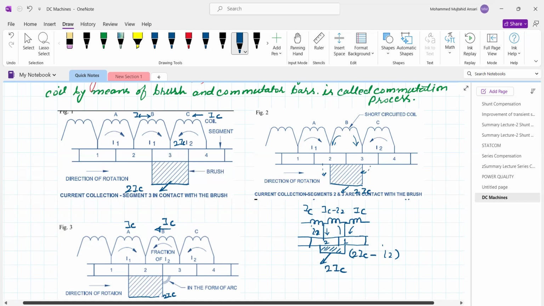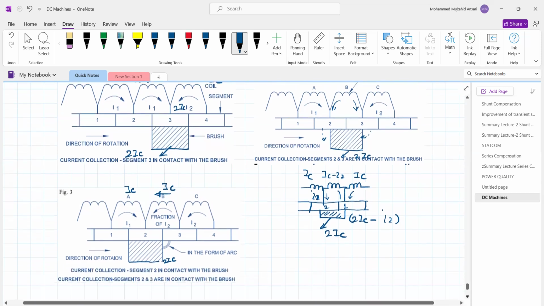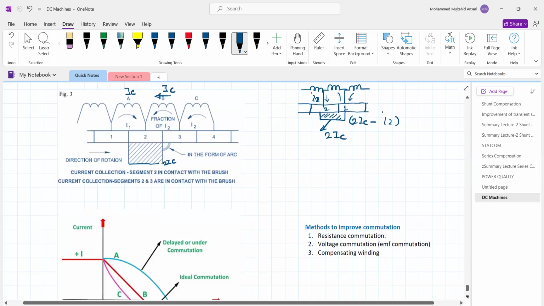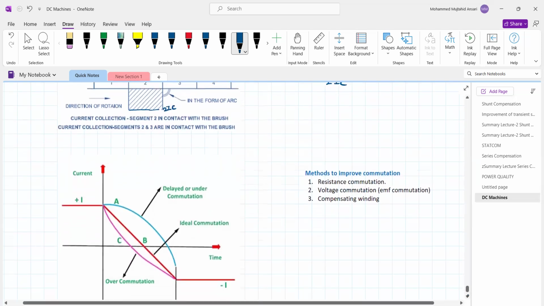Therefore, we are shifting our brushes to the magnetic neutral axis. Under the magnetic neutral axis, the EMF in the coil is zero. And that's why the commutator brushes should be at the magnetic neutral axis. Now, if the reversing of the current is not taking place in the brief period of the movement of the brushes, then it is called a bad commutation. So it may be an over commutation or a delayed commutation.